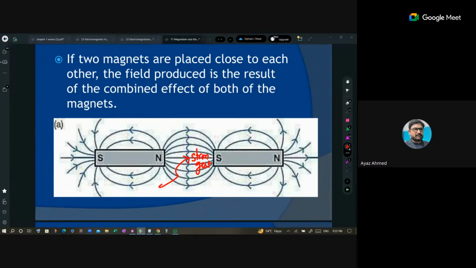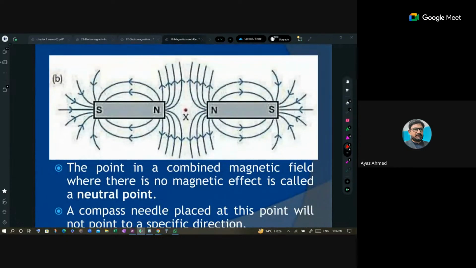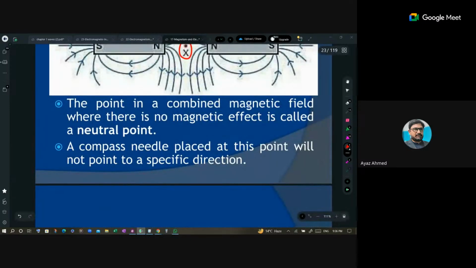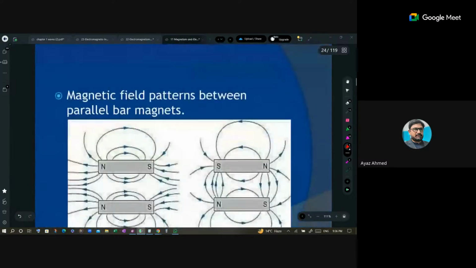Okay, so please be aware of this, that you are asked where the magnetic field is strongest and where it is weakest. If I place two north poles together, the magnetic field lines would be out of those north poles, and this will be called a null zone, no field at all. The combined magnetic fields have no field effect, which is called a neutral point or null zone. The magnetic compass needle placed at this point will not point to any specific direction. It would be confused about where to point.